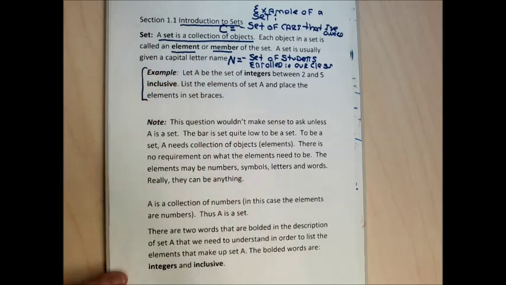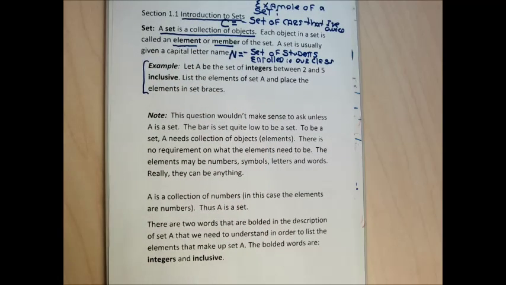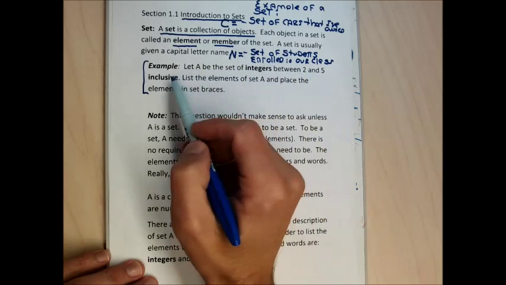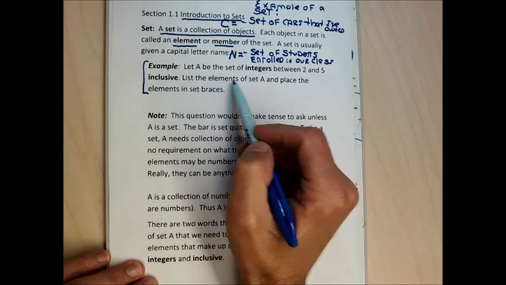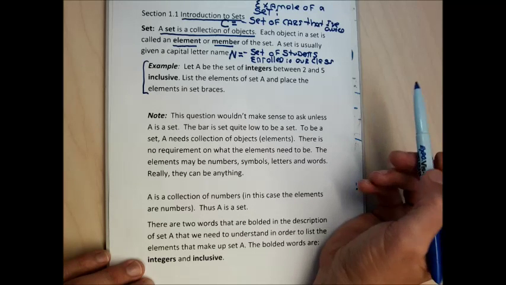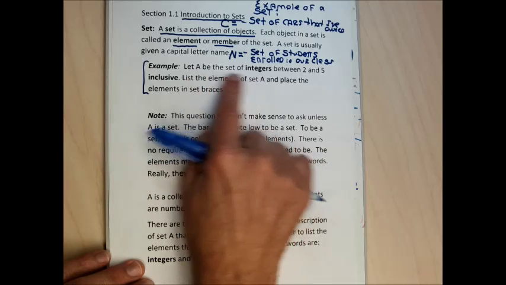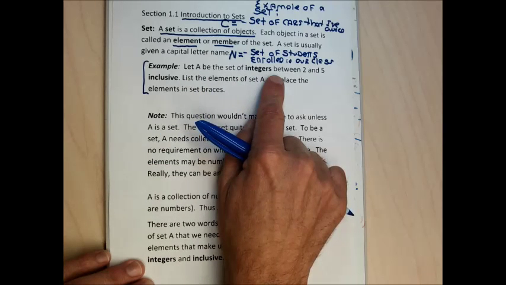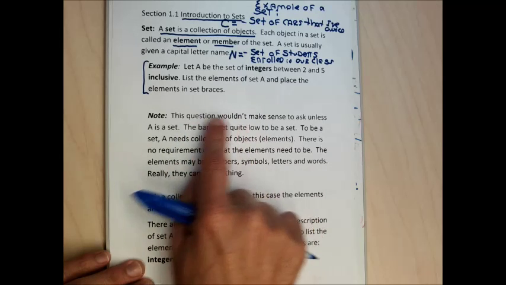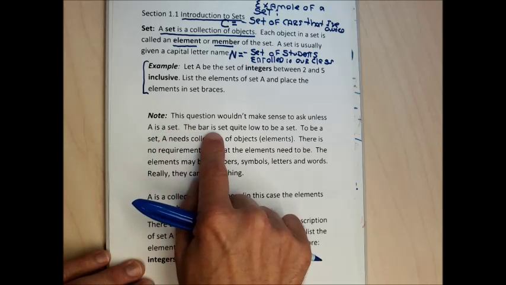This example is supposed to help us understand the concept of a set, maybe kind of how we're going to use it in this class a little bit. So I wrote an example. I said, let A be the set of integers between 2 and 5 inclusive. List the elements of set A and place the elements in set braces. There are a bunch of things going on here. First of all, I have to understand what I'm describing is a set, and it's really, really easy to become a set. This question wouldn't make sense to ask unless A was a set, and the bar is set quite low to be a set.